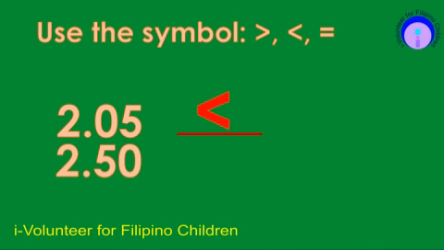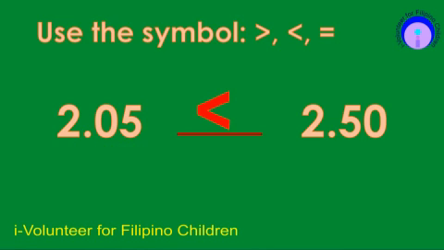Kapag meron ng pagbabago, hinto na dito. Hindi mo na kailangang i-compare pa ang nasa kanan nito. This is read as 2 and 500ths is less than 2 and 50 hundredths. Very good.